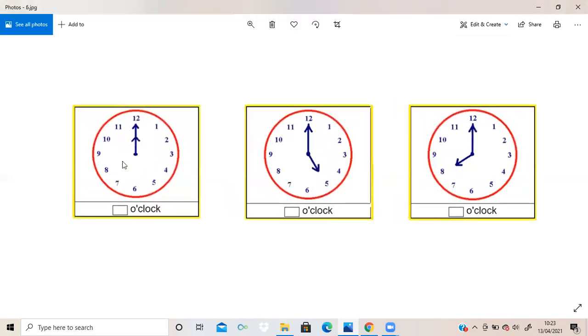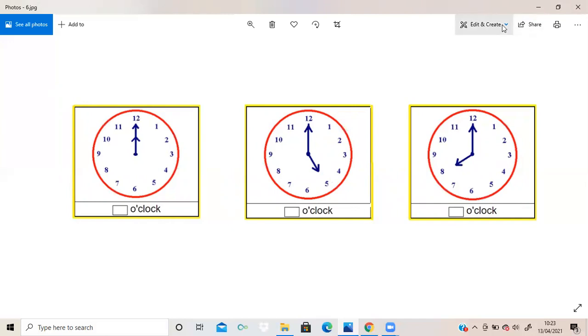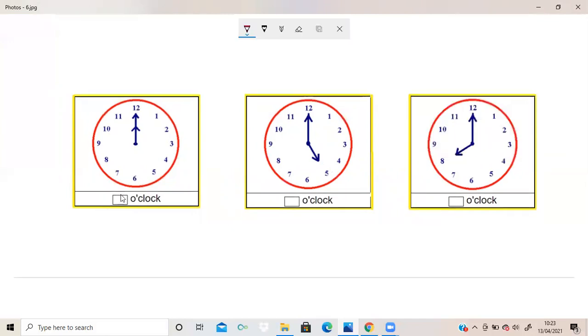This one, we can see minute hand and hour hand both pointing 12. So it's the same thing, minute hand pointing 12 and hour hand pointing 12, so it's 12 o'clock. So 12 o'clock.